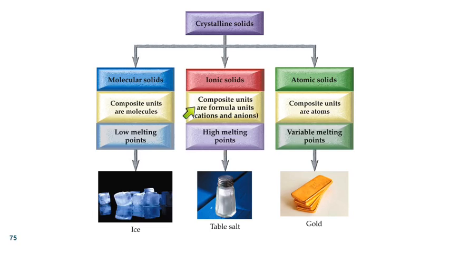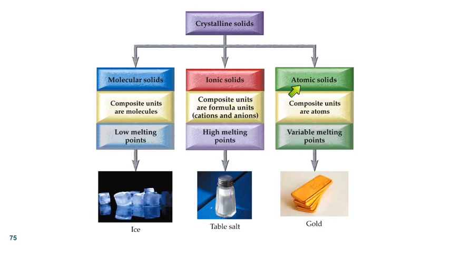Ionic solids have composite units that are formula units of ions, cations and anions. What holds these together are ionic bonds, the attraction between positive and negative charges. This is way stronger than the dipole forces or even hydrogen bonding that we've been talking about, because here it's not a partial charge, it's an actual charge. +1 and -1, or +2 and -2. So these tend to have very high melting points.